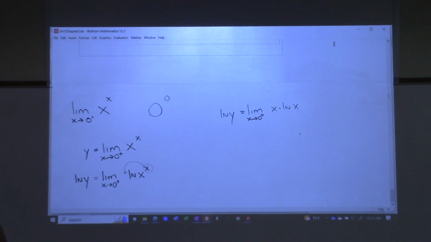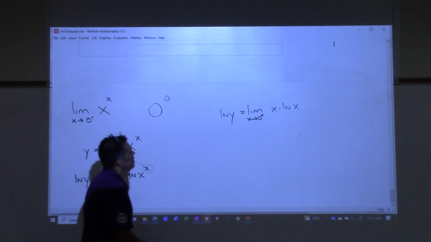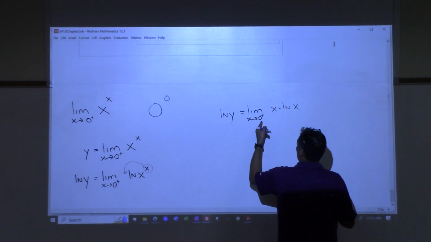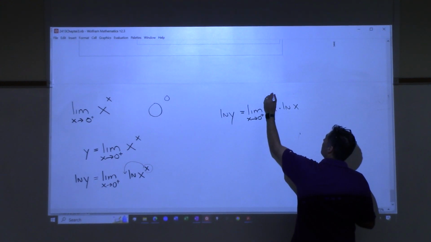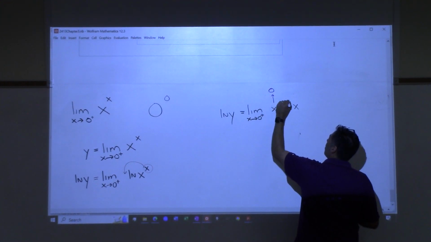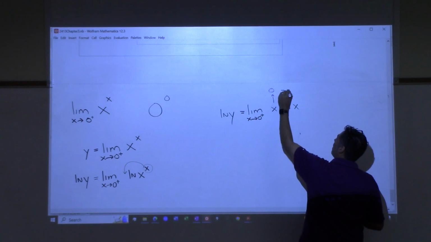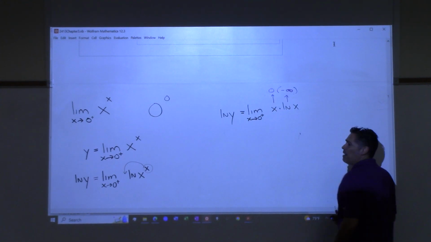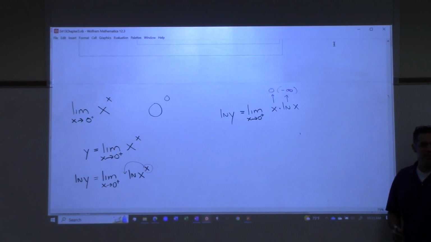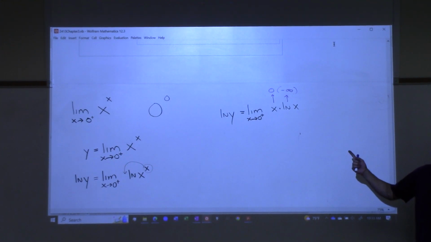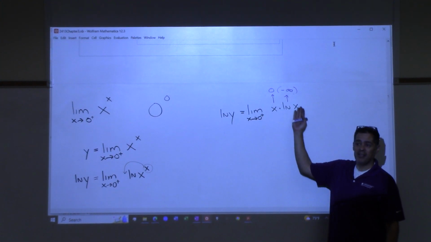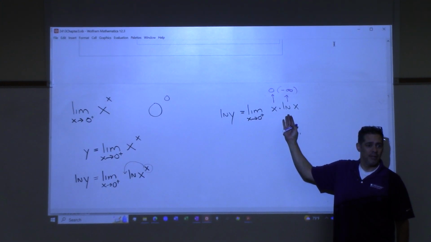Okay, now look at that limit you have on the right-hand side. X goes to 0 from the right. Where does this go? 0, right? Where does that go? Negative infinity. Wait a minute. That's the same problem we just did before this one, isn't it? That's the exact same problem that we just did. Right? The right-hand side is exactly the problem we just did.